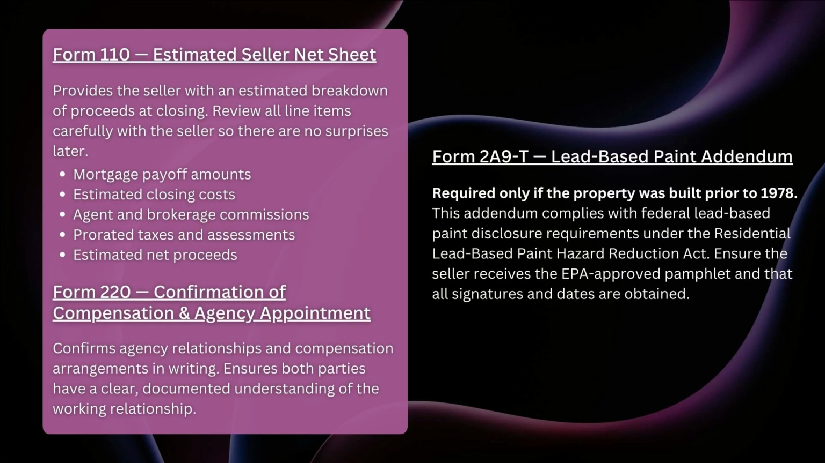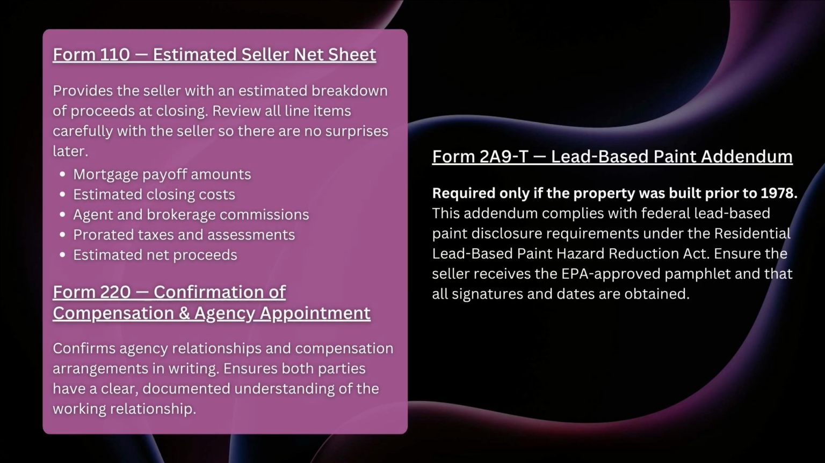Another important document is Form 220, the Confirmation of Compensation, Agency, and Appointment. This form confirms agency relationships and compensation arrangements. You may also need Form 2A9T, the Lead-Based Paint Addendum. This form is required only if the property was built prior to 1978. Its purpose is to comply with federal lead-based paint disclosure requirements.